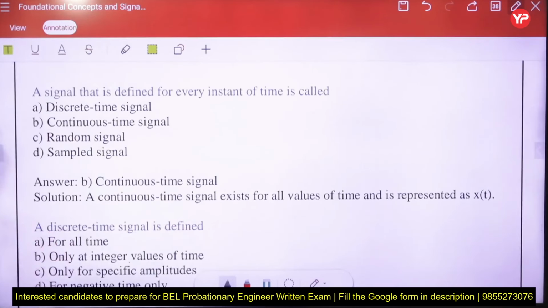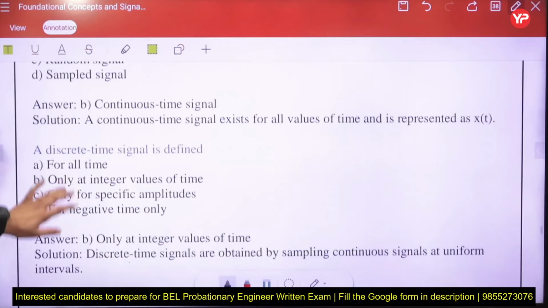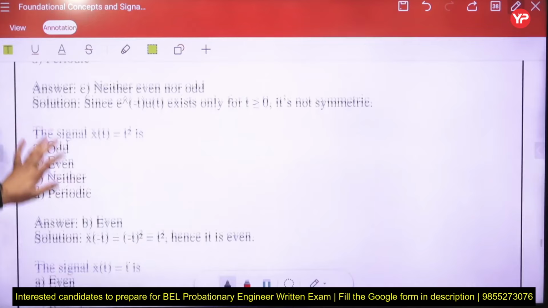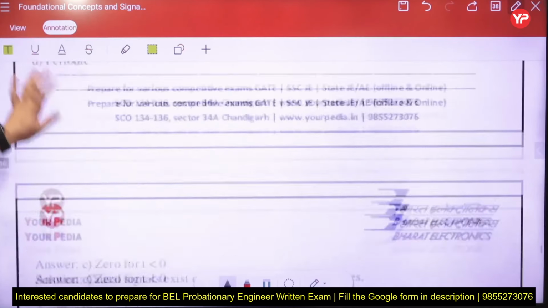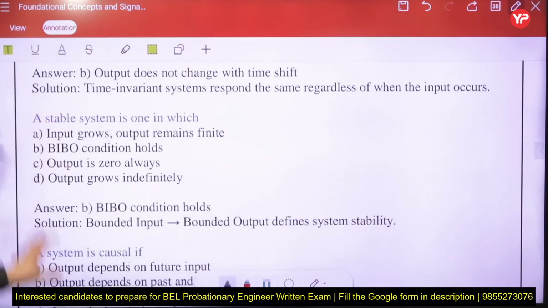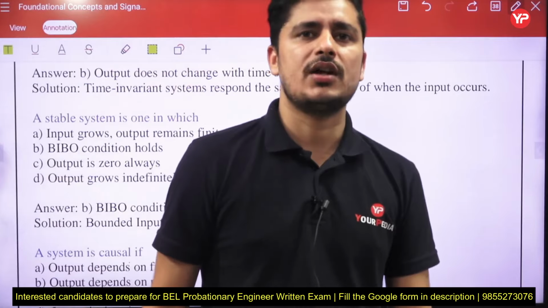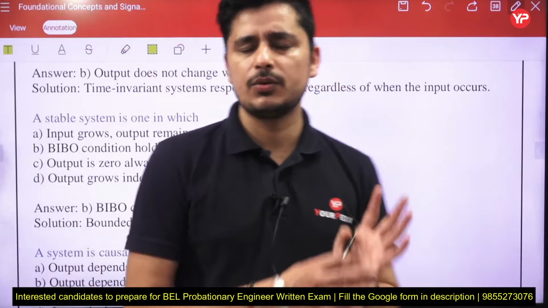So these are some questions which are related to this lecture. You can check that and solve these questions, and you can check your answers from this PDF, right? This is the PDF related to this lecture, and these are some questions which you can tackle. These are some questions which are relevant for BEL. You can check them. Okay, hopefully this information will help you.